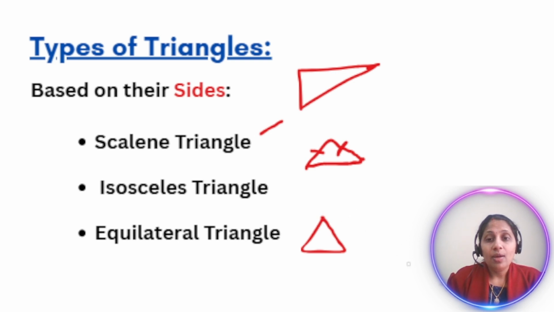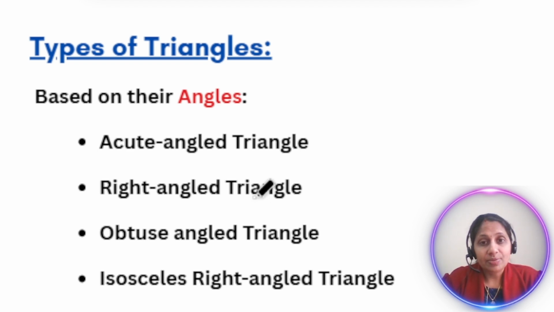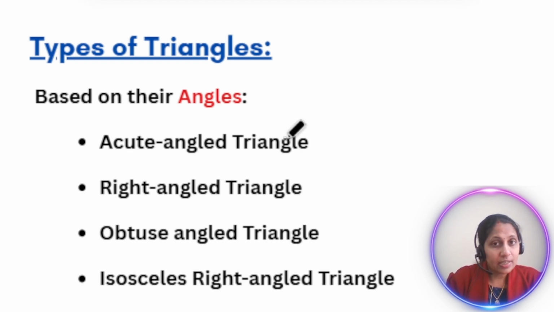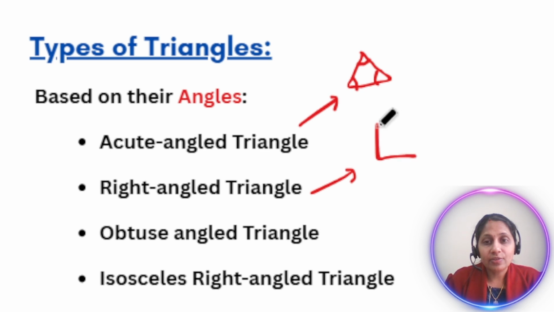Right? Now, based on their angles, the three angles that are formed inside, there are four different types. Acute angled triangle, which means all the angles are acute angles. Say for example, in our equilateral triangle, all the angles are 60 degrees. Since all the angles are less than 90 degrees, it is an acute angled triangle. The next one is a right angled triangle, which means one of the angles will be 90 degrees. This is a right angled triangle.